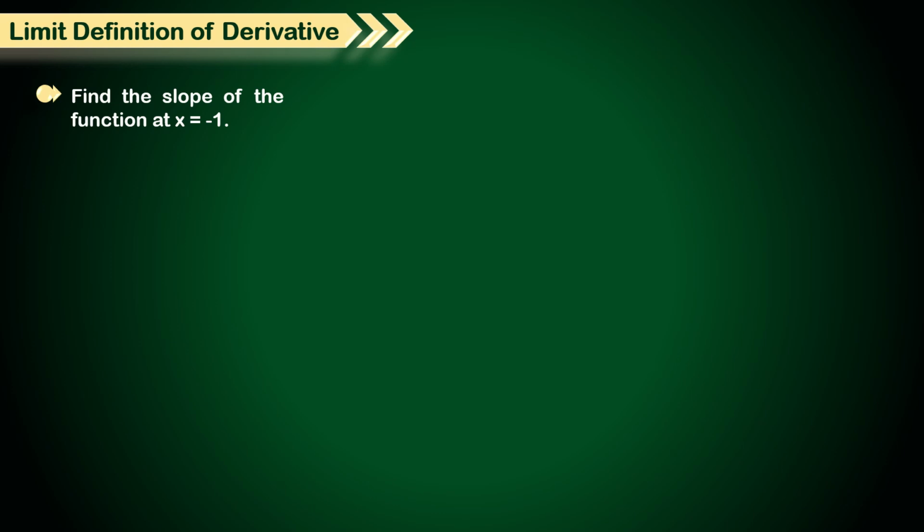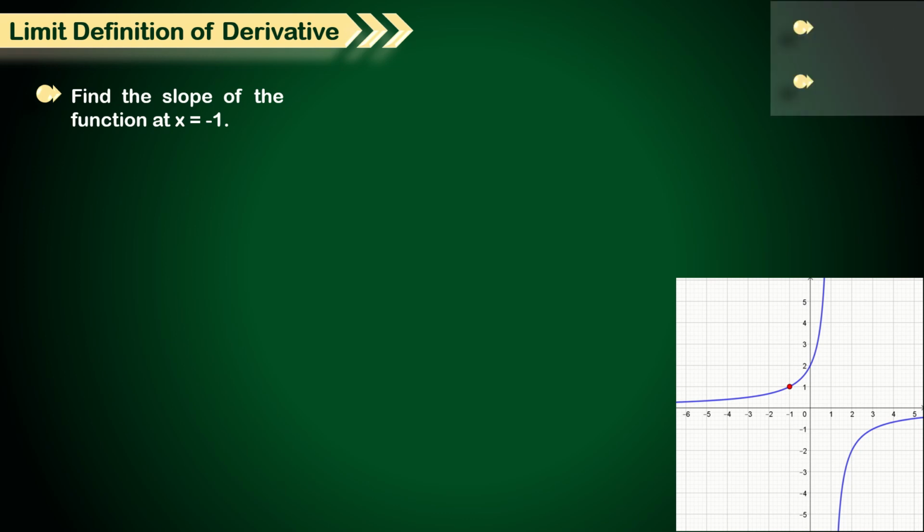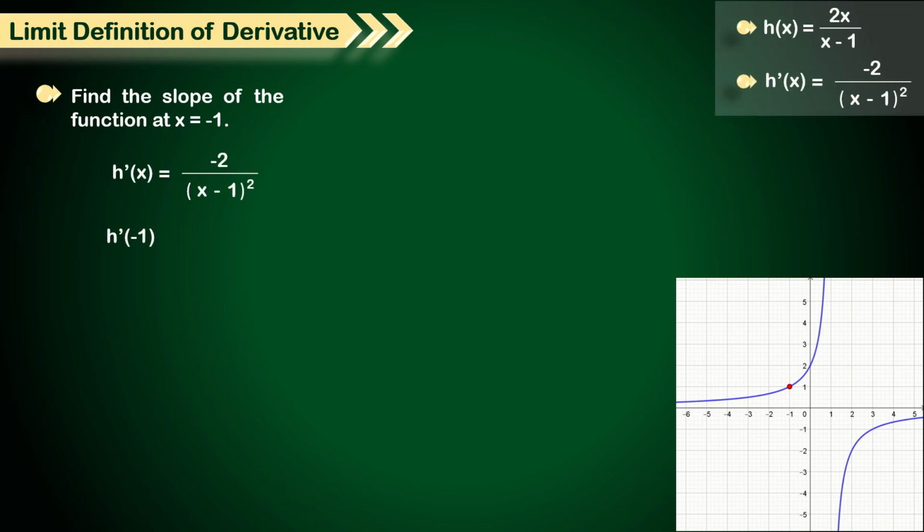To solve the slope of the function, use the derivative. Substitute the x coordinate into the derivative. We have h prime of negative 1 is equal to negative 2 over the square of negative 1 minus 1. Simplify. We have negative 2 over the square of negative 2. Continue. Negative 2 over the square of negative 2, which is 4. Simplify. Thus, the slope of the function at x is equal to negative 1 is negative 1/2.